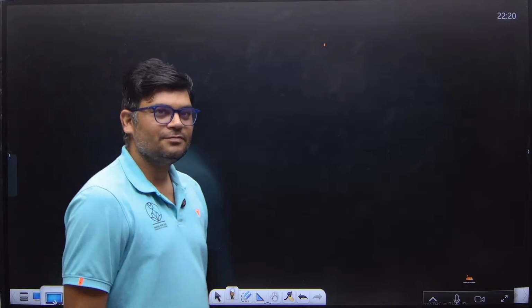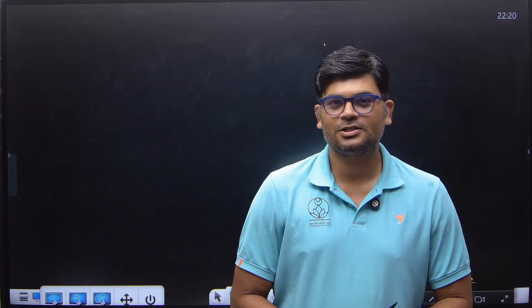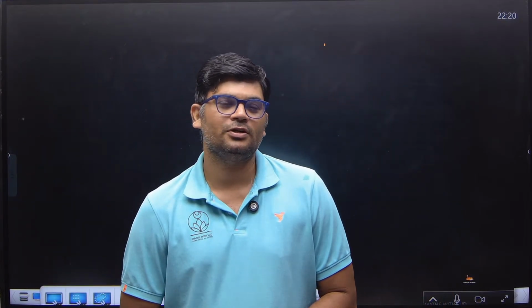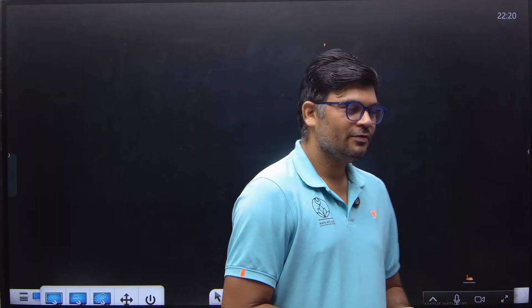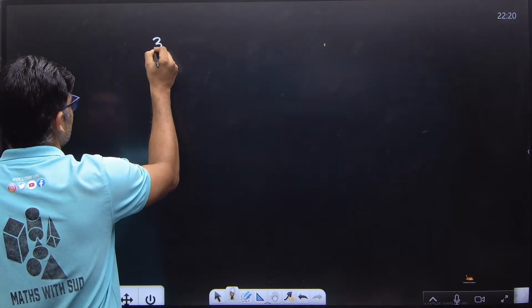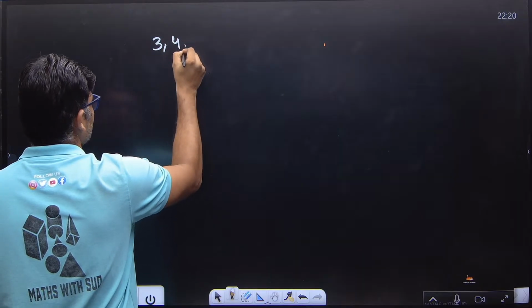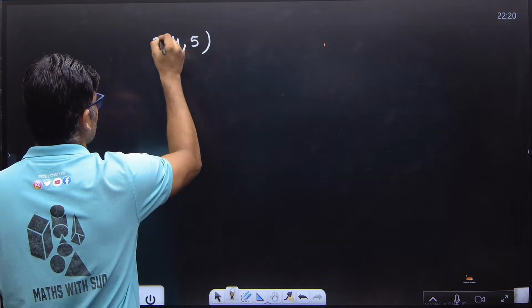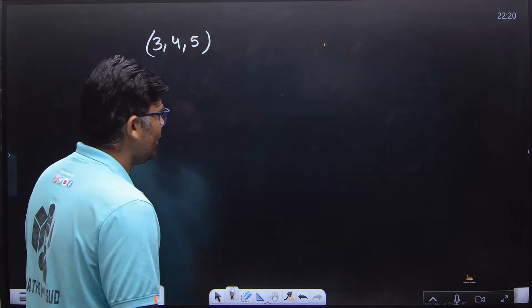Okay. So in the last class, we were discussing some of the Pythagoras triplets. Those were very important, and today we are going to go ahead with that only. We will start. So what was the first Pythagoras triplet? It was 3, 4, 5.